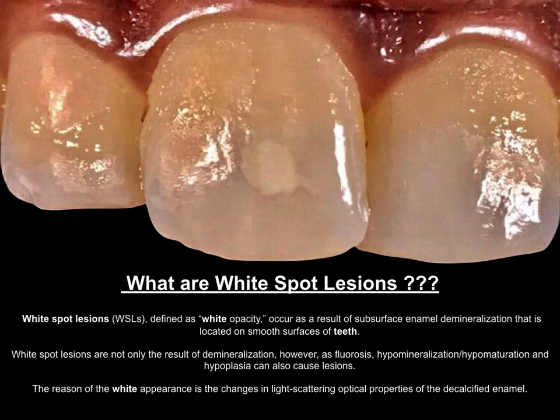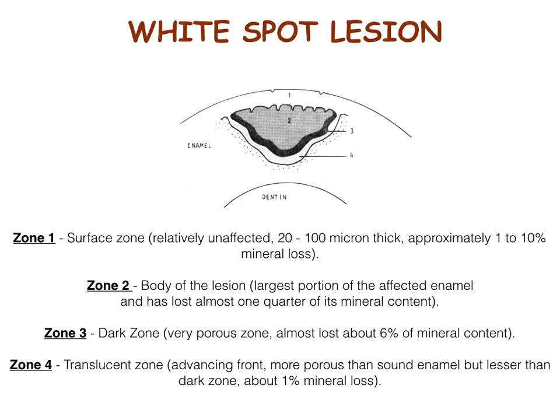The reason why they appear white is because of the optical properties of the decalcified enamel which get changed and light scattering happens. If we see histologically, it's comprised of four zones. The first zone, which is relatively unaffected, loses about 1 to 10% of minerals. It's about 20 to 100 micron thick.